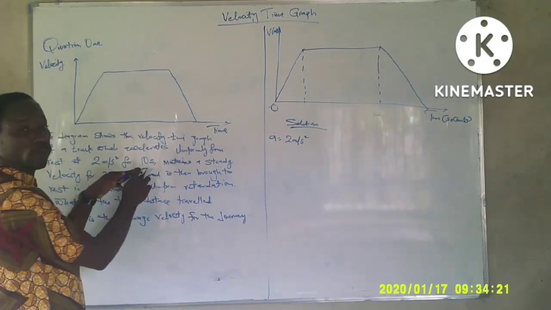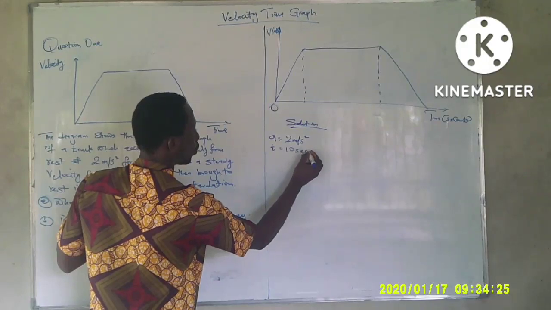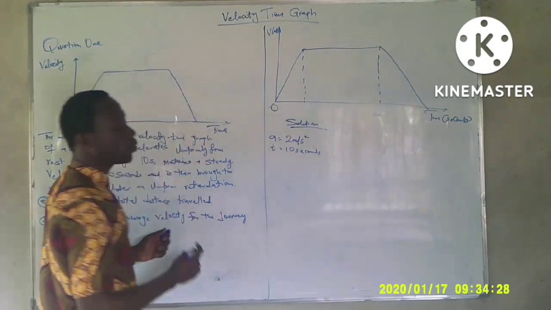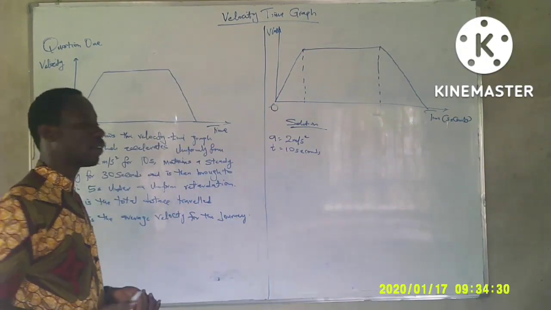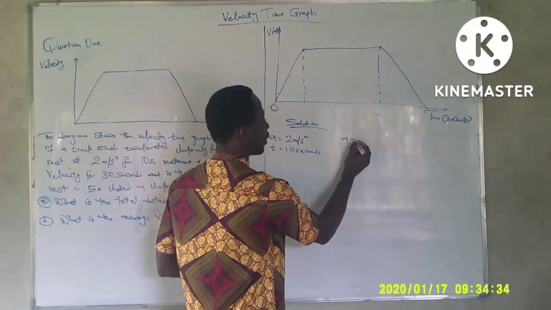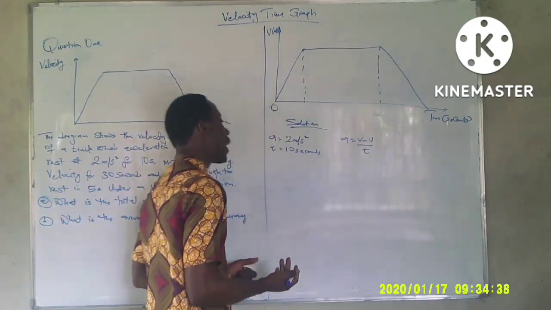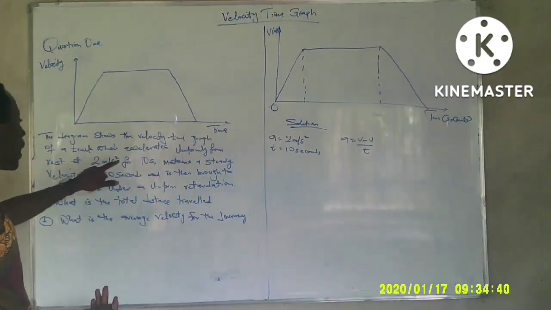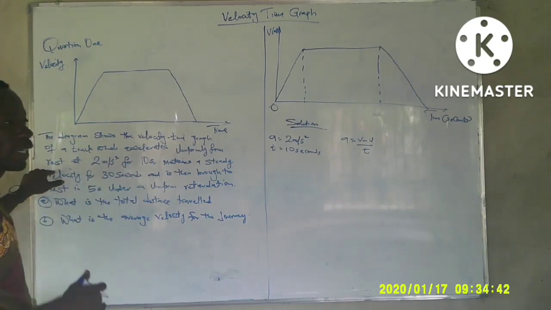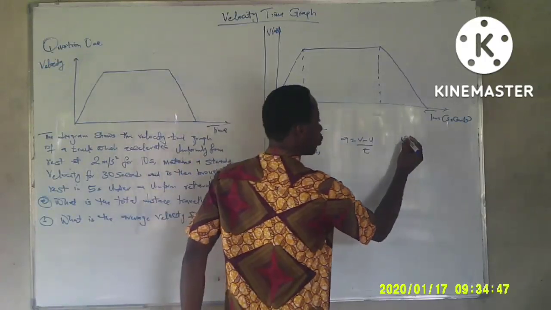And what's the time? The time is 10 seconds. T is equal to 10 seconds. So now we can use the formula for acceleration to get our velocity. Remember, the formula for acceleration is a is equal to v minus u over t. Now, since the question says the truck accelerated from rest, that means the body starts from rest. So u is equal to 0.